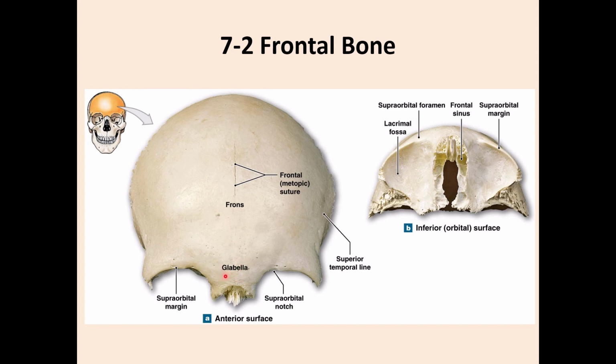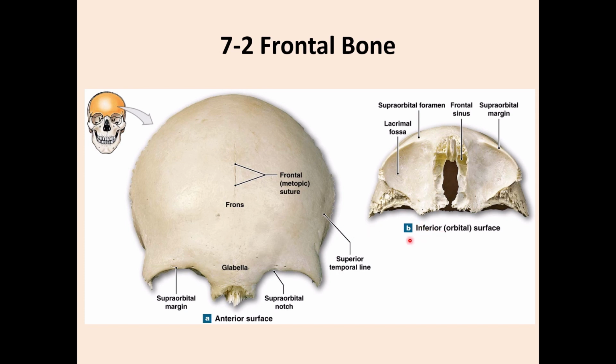Glabella is a prominent area between the two eyebrows, above the nose. And this margin is called supraorbital. Supraorbital means above the orbit. This is the margin, and this is the notch. A notch is like a half-circle structure, sharper than the margin. So this is a supraorbital notch.